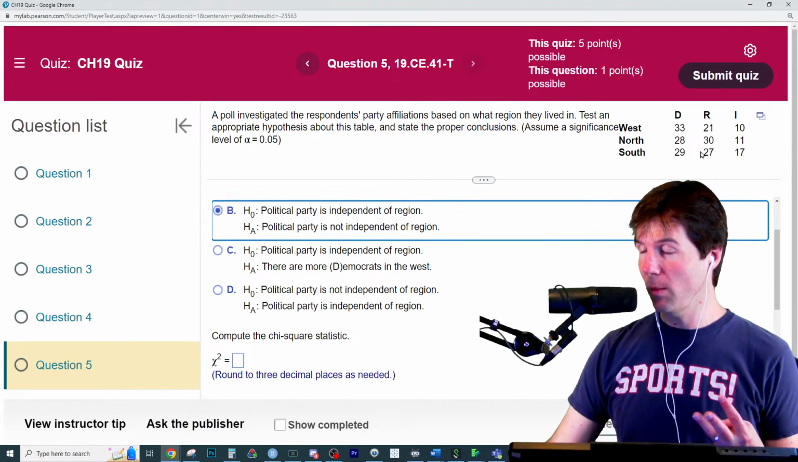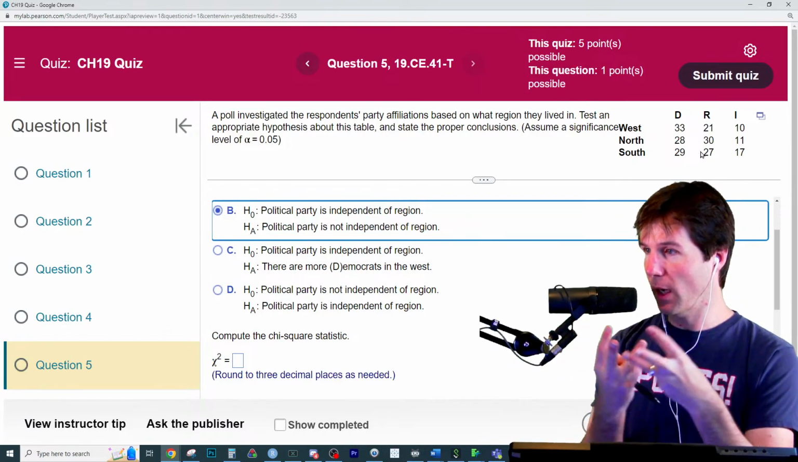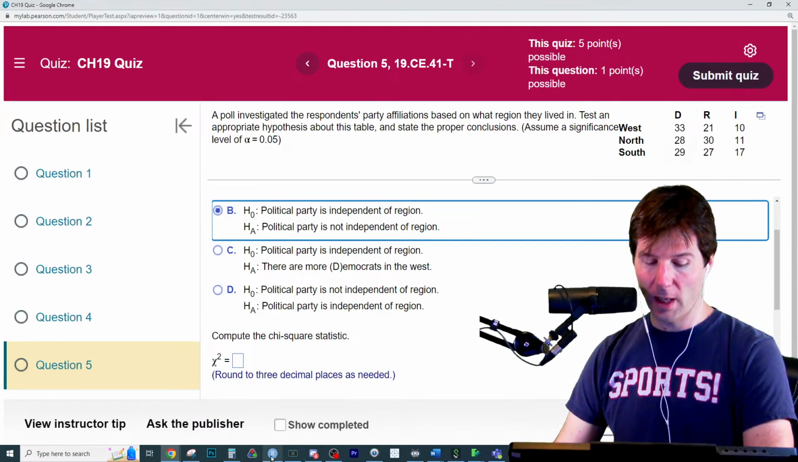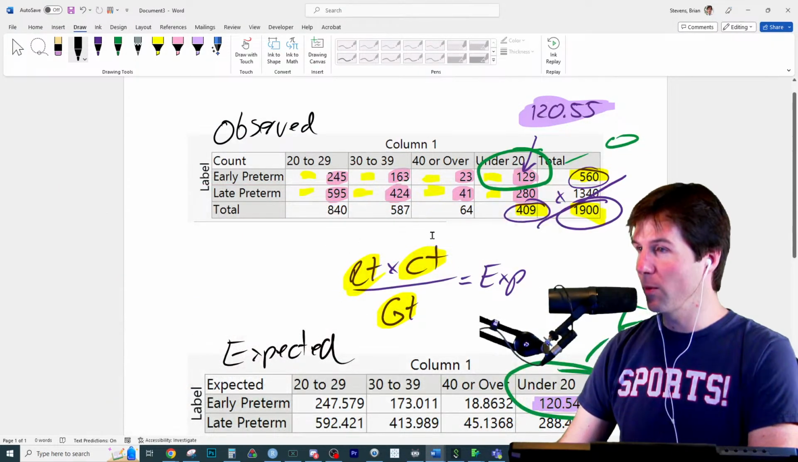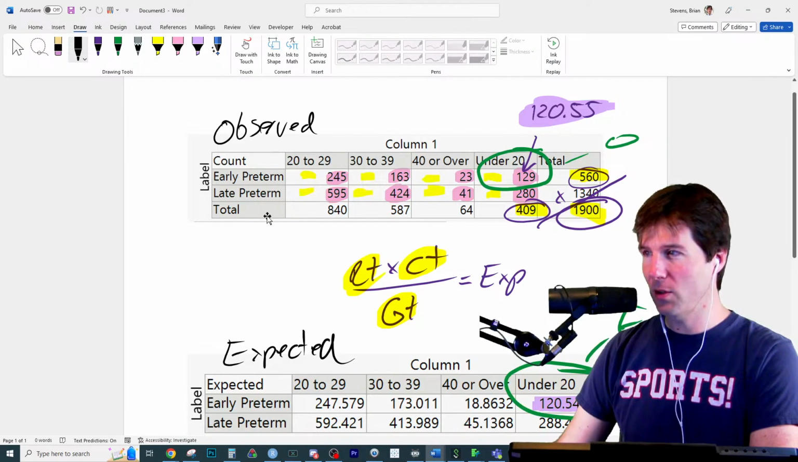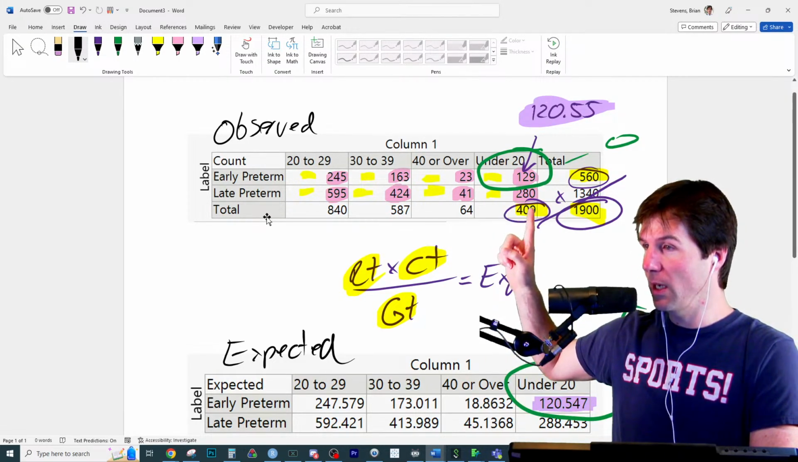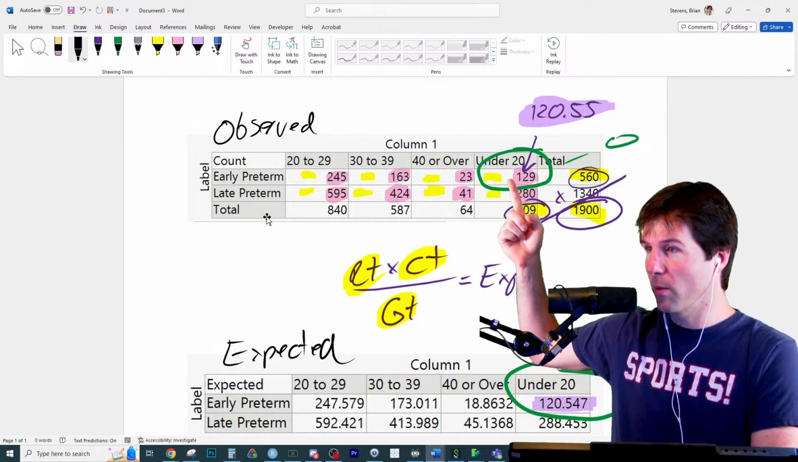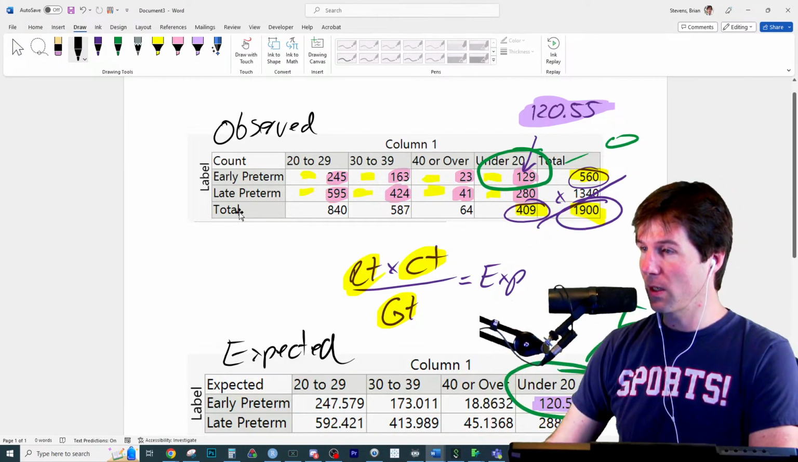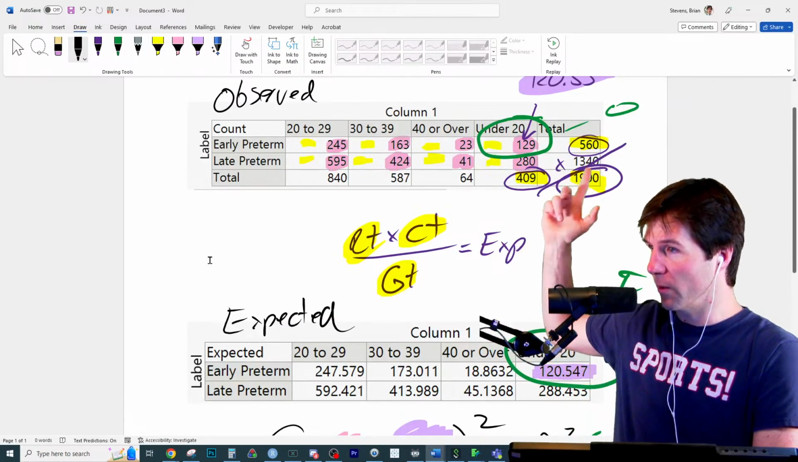This is a 3x3 table because there are 3 regions and 3 parties. There are 9 cells inside of it. Yesterday we had a 2x4 table, and you see right here the 2x4 table. Now you might say, but that's a little bit bigger. Don't count the totals. You should have the totals. Once you have the observed, like there's 129 females with early preterm under 20, there's 129 right there. And now we go down here and you can see the expected calculated from the row total times the column total over the grand total.